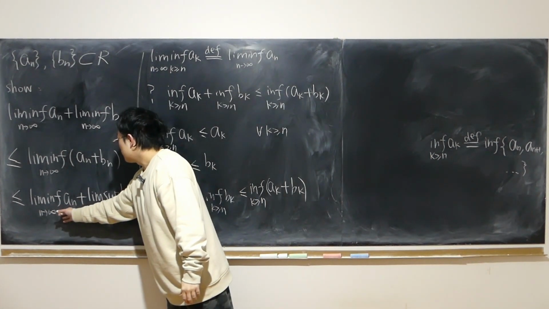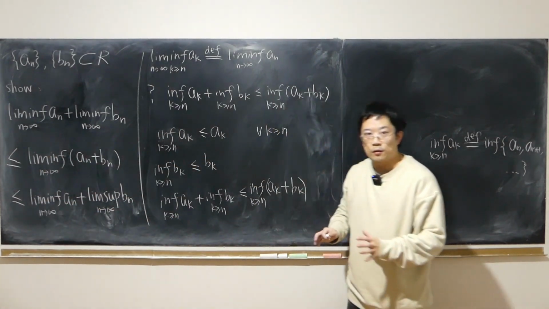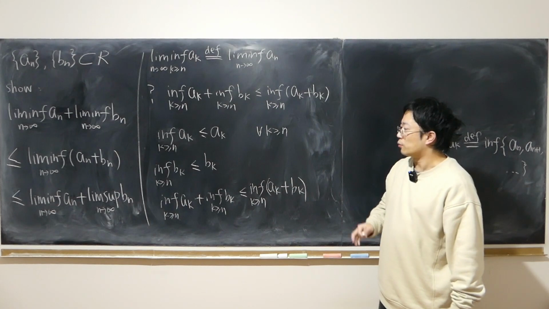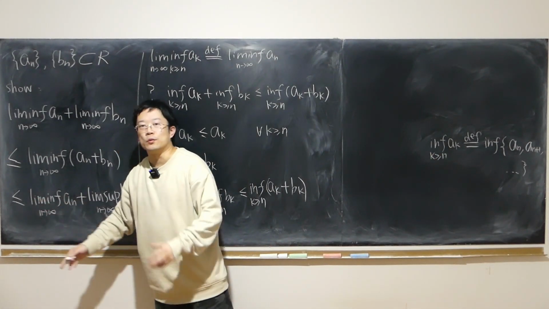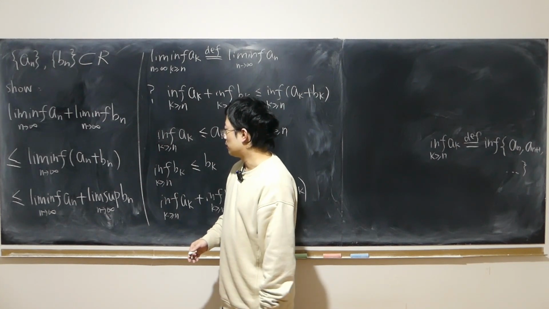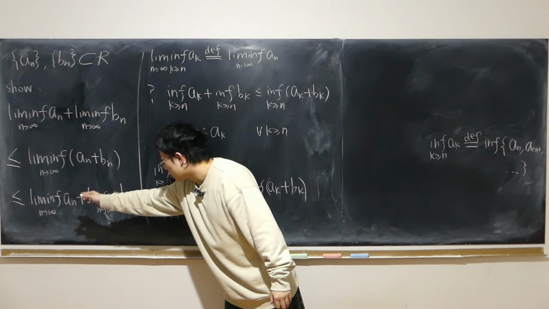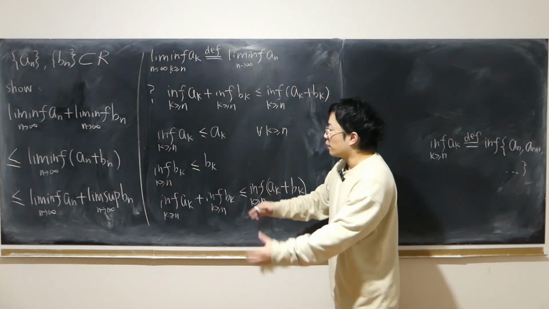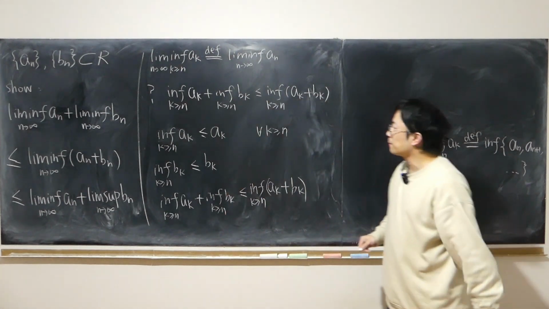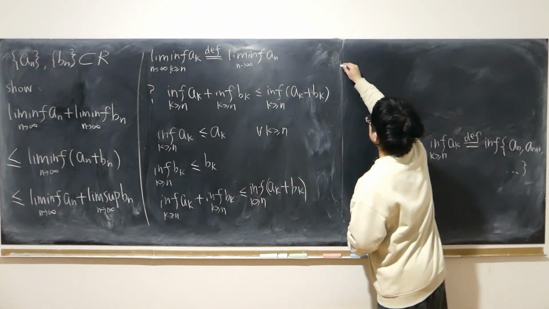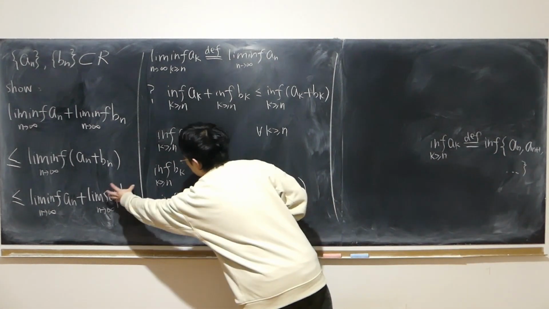But liminf, can we prove it is bigger than or equal to something? That is not easy, right? We can prove liminf is less than or equal to something because it is a lower bound, right? Biggest lower bound. How can we prove it's bigger than or equal to something? What could that be? Okay, that's the difficult part. Like I said, first, let's deal with the easy part, right?